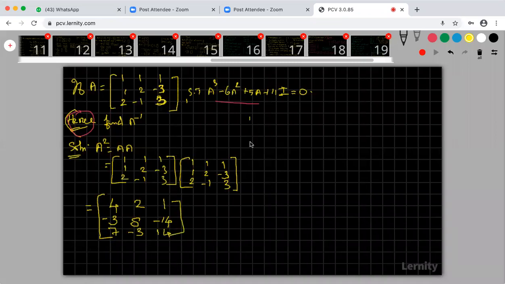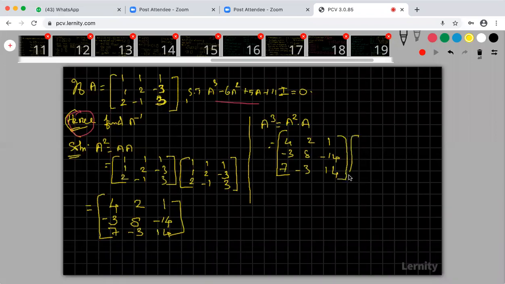Right. What is our A cube? Why am I finding A cube? I need A cube. What is the A cube? A square into A. How to find out A square into A? Just multiply, that is 4, 1, minus 3, 8, minus 14, and 7, minus 3, 14. This is my A square.